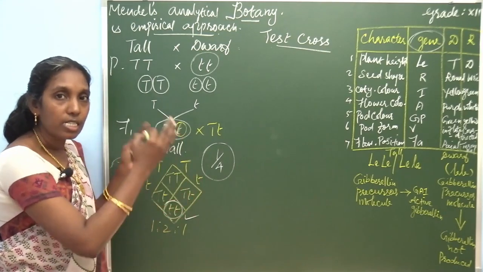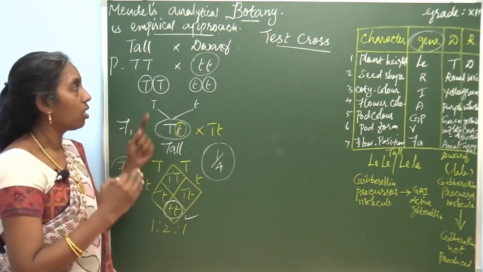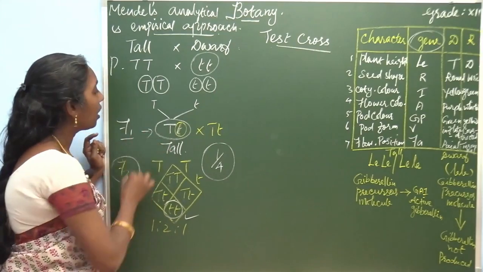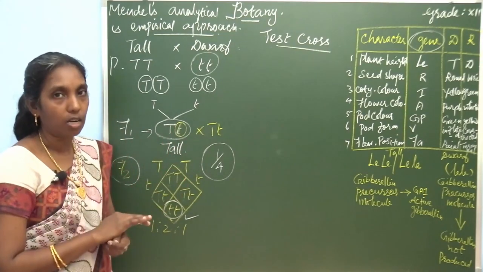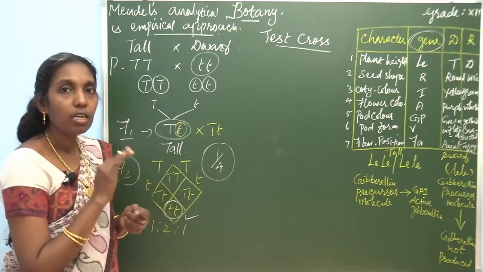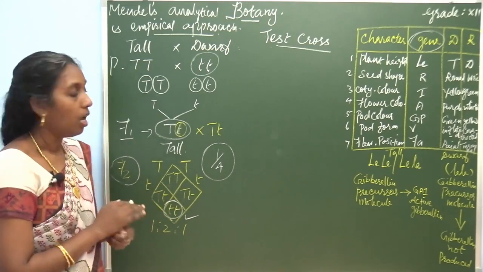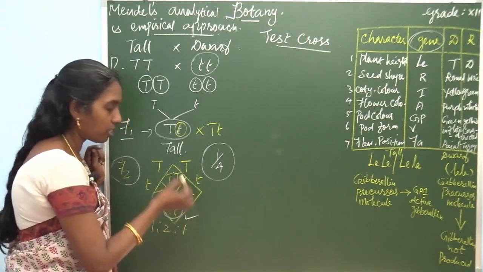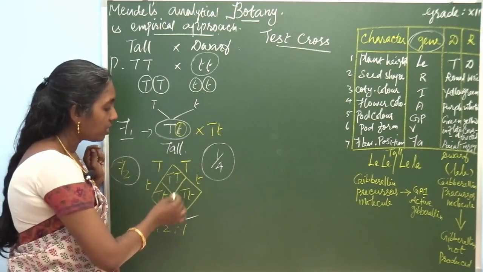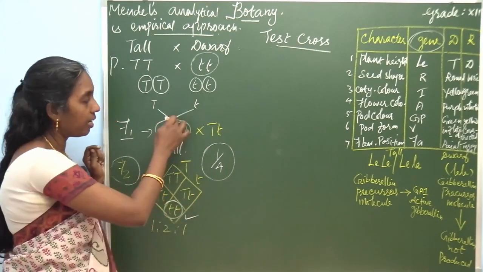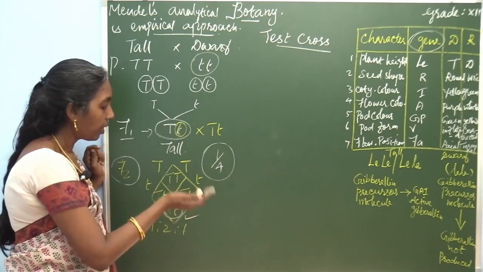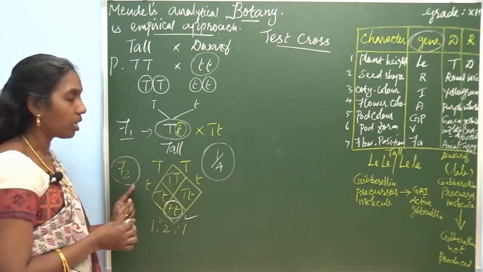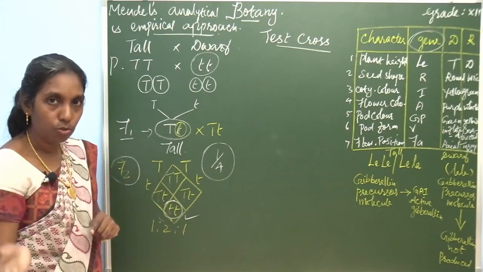In the same experiment, the monohybrid cross, it is taken as capital T and small t, that is tall and dwarf. The F1 generation produces all tall plants. But the F2 generation gives the 1:2:1 ratio. The dwarf trait is hidden in the F1 generation, but it is expressed in the F2 generation. So the F2 generation gives tall as well as dwarf.